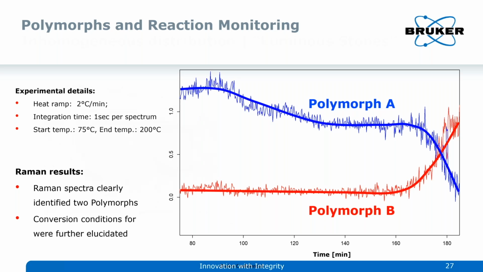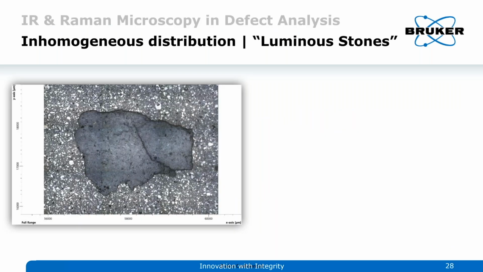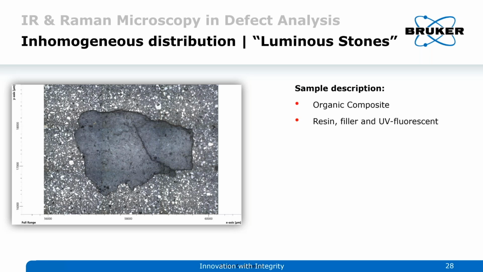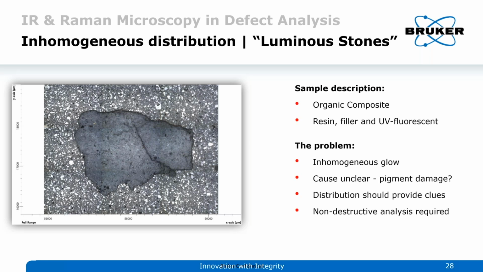The next one I wanted to show you, which is very interesting, is an inhomogeneous distribution, a luminous stone. It's an organic composite, resin with filler, and is UV fluorescent. It has some odd glow to it that the maker of this product was very concerned about. So was there pigment damage, or what was the issue here? In many quality control examples like this, you really can't destructively analyze the sample. So we'll apply the spectroscopy looking at this small particle non-destructively.